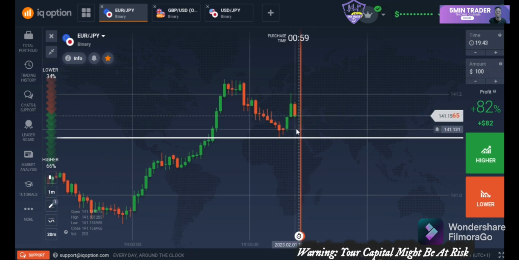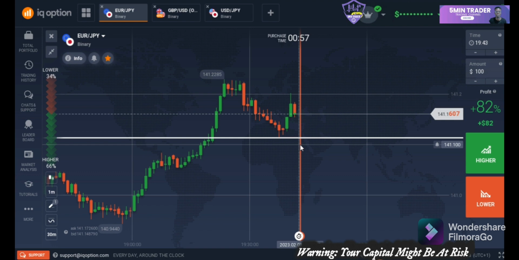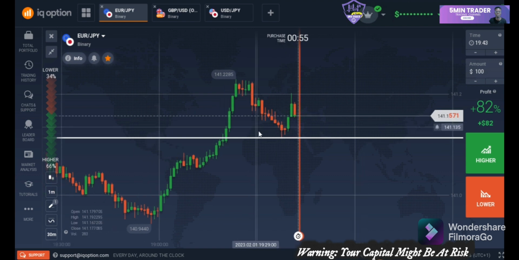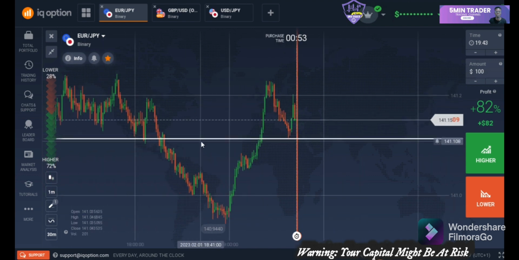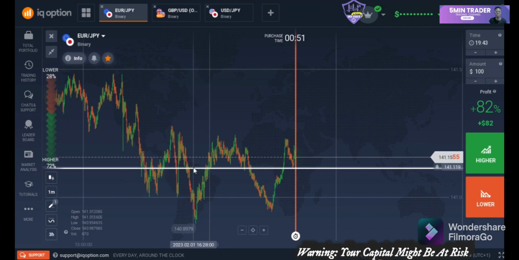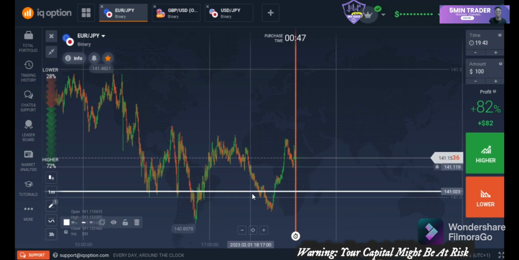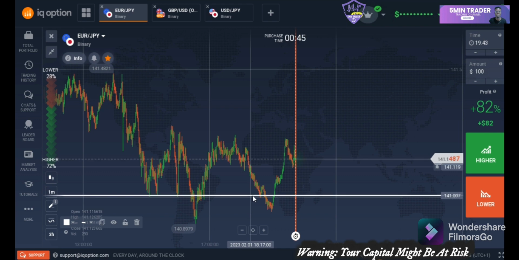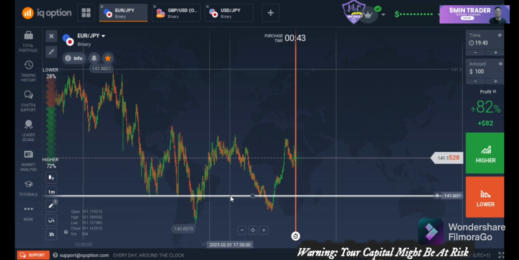I think the market should continue to come down because I cannot see any strong level. The only obvious level I can see is this area. So in the future, I think the market should come here.